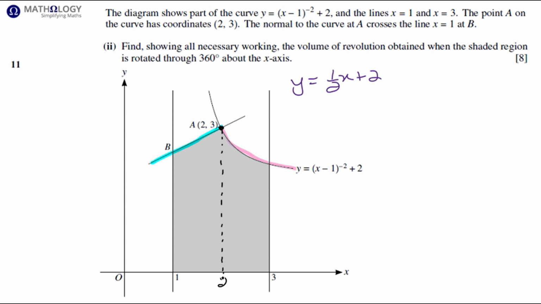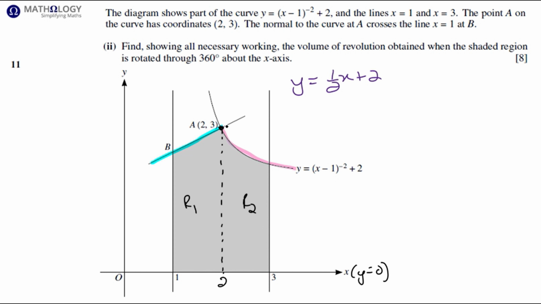Region 1 will be integrating the normal, the straight line, between x equals 1 and x equals 2. So the two curves in question really are the normal, the straight line, and the x-axis, which has equation y equals 0. That'll give us region 1. In region 2, we can integrate between x equals 2 to x equals 3 the curve y equals (x minus 1) to the minus 2, plus 2. And again, the curves in question will be the curve itself and the x-axis.